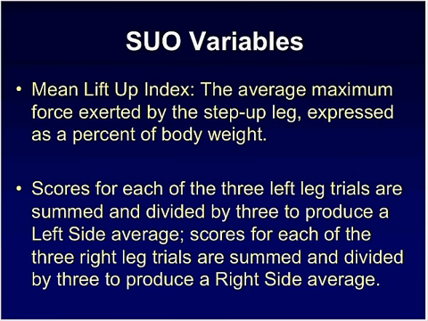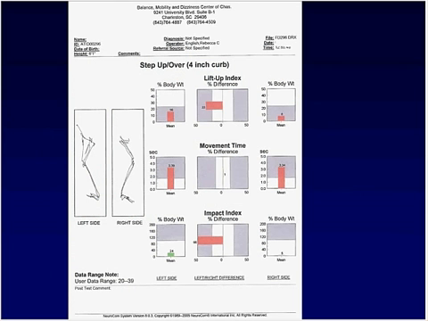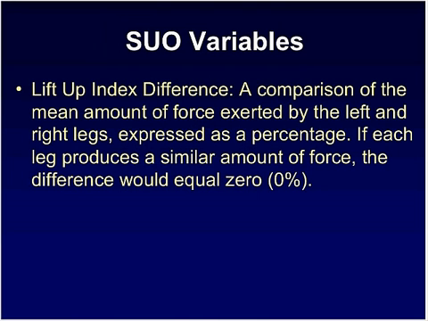The mean lift-up index is the average maximum force exerted by the step-up leg, and that is expressed as a percent of body weight. So as they're stepping up onto the box, it's the force they're exerting by that leg as they're pushing their body weight up. Typically, you take 3 trials for each leg and then sum those to come up with a final score. So the output for the step up and over is the lift up index, the amount of time that it took, and then the impact index, which I'll describe in the next slide or two, is the amount of force that's exerted with the lagging leg as they step down.